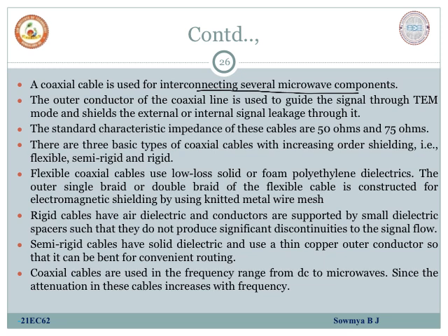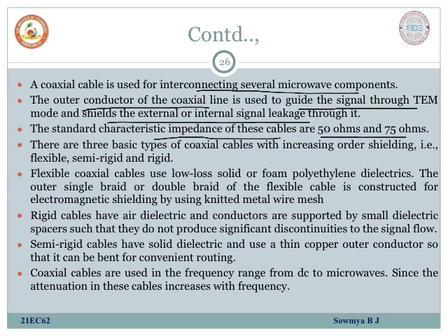In the coaxial cable, as we already know, there are two conductors, one is the inner conductor and another is the outer conductor. The outer conductor of the coaxial line is basically used to guide the signal through TEM mode, transverse electromagnetic mode, and it will shield the external or internal signal leakage that happens through it. The standard characteristic impedance of these cables will be 50 ohms and 75 ohms.